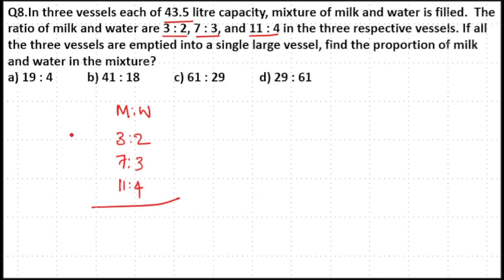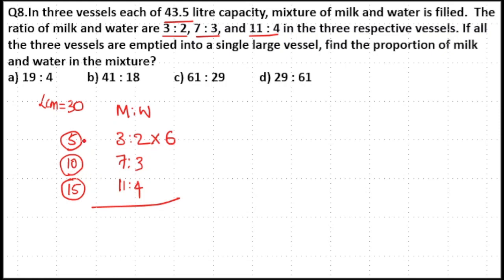3 plus 2 is equal to 5 parts. 7 plus 3 is equal to 10 parts. 11 plus 4 is equal to 15 parts. Now LCM of 5, 10 and 15 is equal to 30. So this is 5 parts. To make it equal 30, multiply first ratio with 5 into 6. Multiply first ratio with 6.